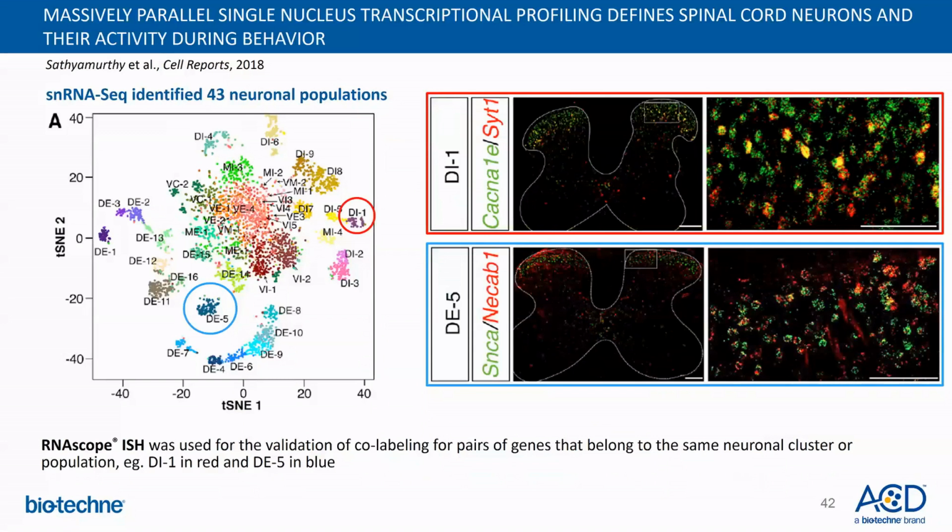In the DE5 cluster, which is highlighted in blue on the left image, the authors were able to validate the expression of 2 novel genes found in that cluster, namely SNCA and NECAB1, and CACNA1E and SYT1 for the DL1 cluster shown in red. Therefore, the take-home message being the RNAscope assay was used for the validation of co-labeling for pair of genes that belonged to the specific neuronal cluster.